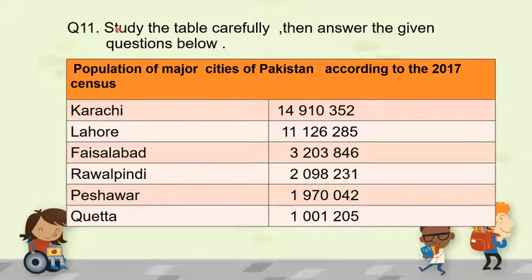Question number 11 is: study the table carefully, then answer the given questions below. Here there is a table, and it is about the population of major cities of Pakistan according to the 2017 census. You can see here the population of Karachi, Lahore, Faisalabad, Rawalpindi, Peshawar and Quetta. So we are going to answer the questions related to this table.